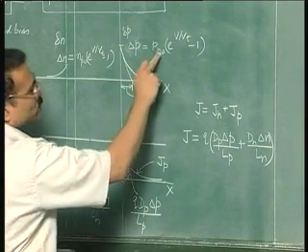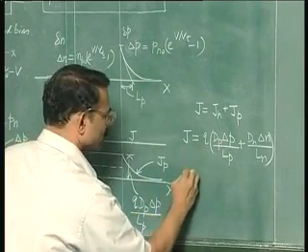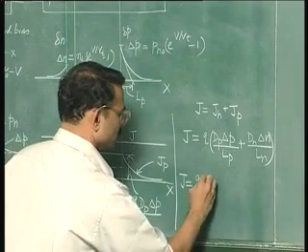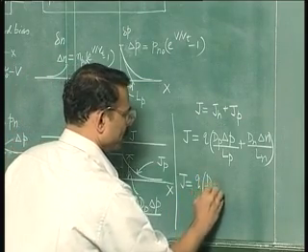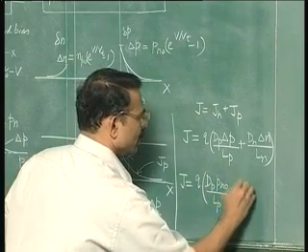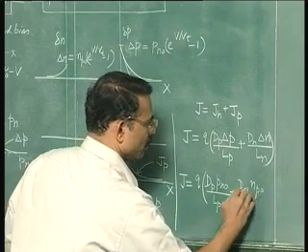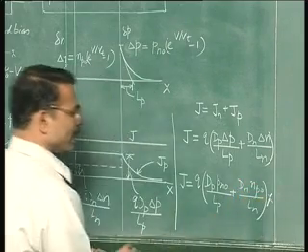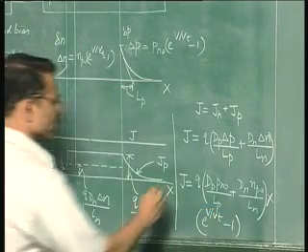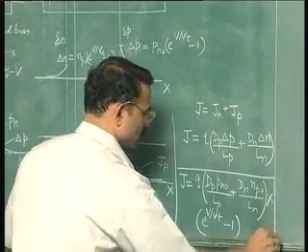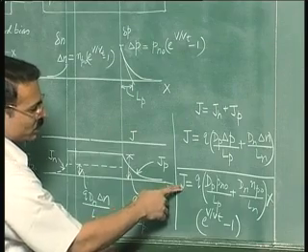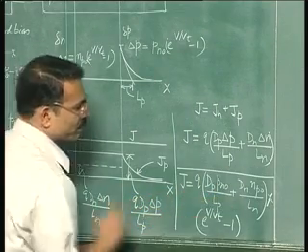So if you simplify, that is you substitute this, it is very clearly seen that J is given by q into Dp pn0 upon Lp plus Dn np0 upon Ln multiplied by exponential of V by Vt minus 1. So this is the relation for the current, clearly showing the ideal current voltage characteristics given by J equal to a constant multiplied by exponential of V by Vt minus 1.